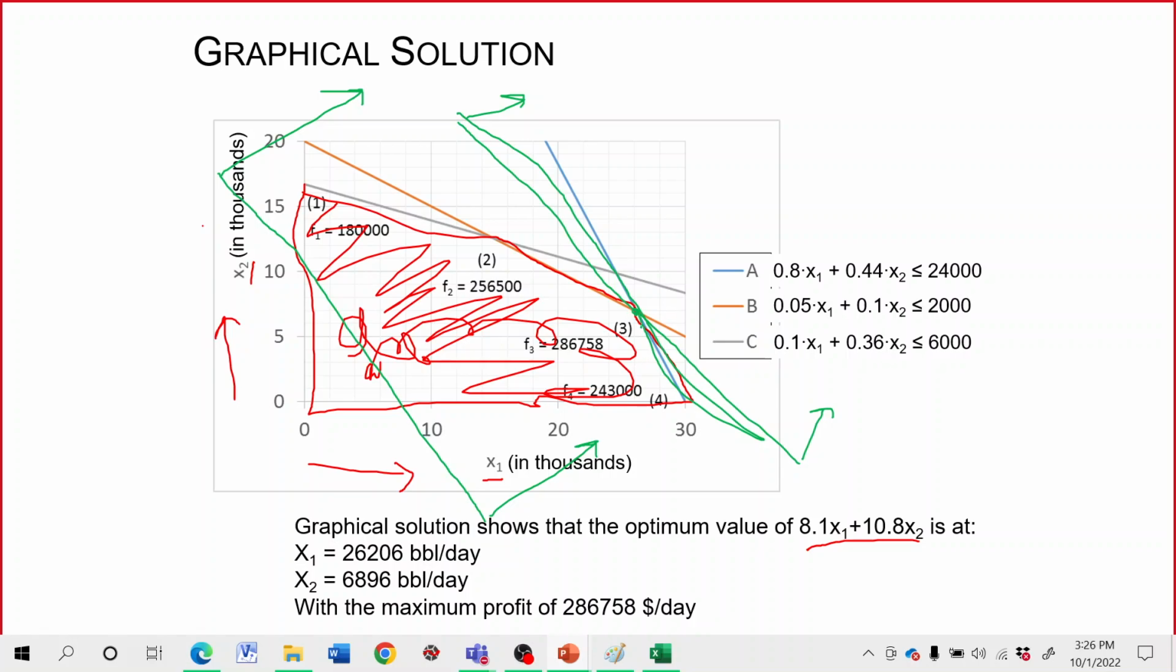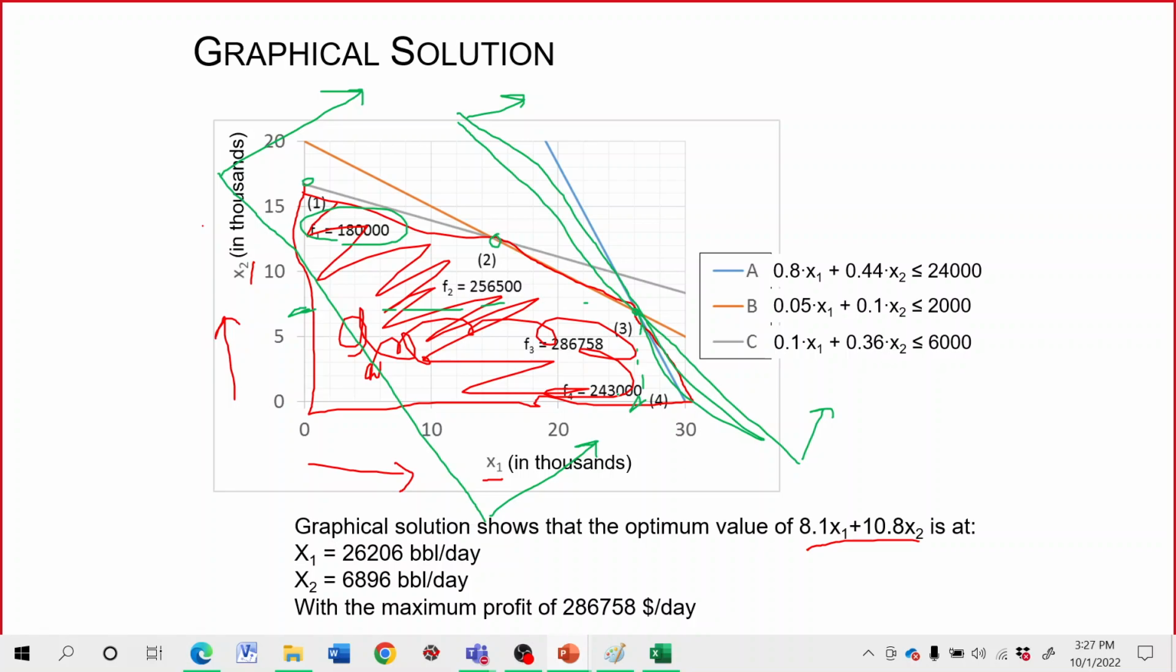In this case, we can see this is the amount of x1. This is the amount of x2. I put here also, for example, this is 180,000. If x1 equals 0 and x2 is somewhere at this point, this is another point over there, point 2, which is 25.6. This point 3 is 88.6, and this is point 4, which is 24.3. Okay. So that's how we solve this in a graphical manner.